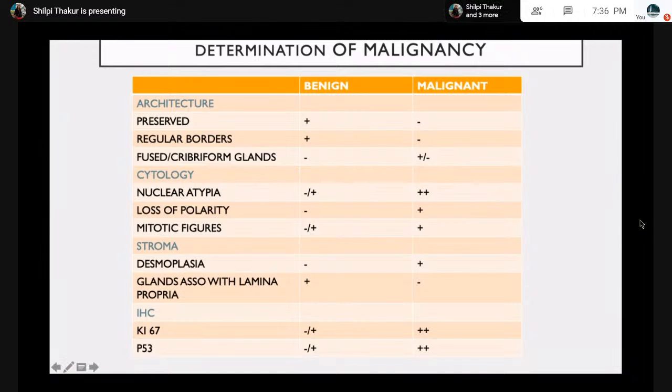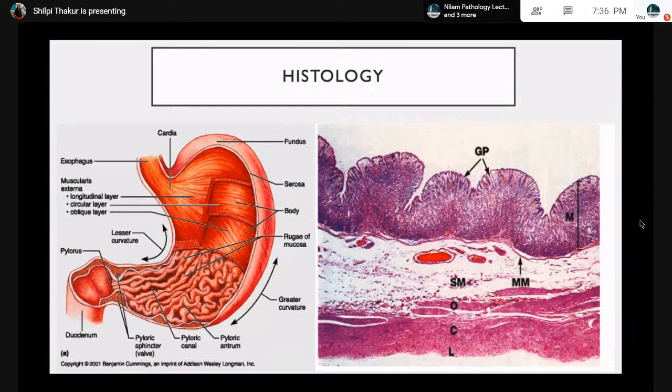After seeing all these, if we see the Ki67 index, if it is very high, then it points towards malignancy, and also P53 mutation. If P53 mutation is present, then it points towards malignancy. So these are the criteria based upon which we can decide whether it is a benign or a malignant entity. But most of the time it becomes very, very difficult on small biopsies to determine the differentiation between the two. So coming straight to the topic, first, a small recap of the histology of the stomach that we see every day in and out.